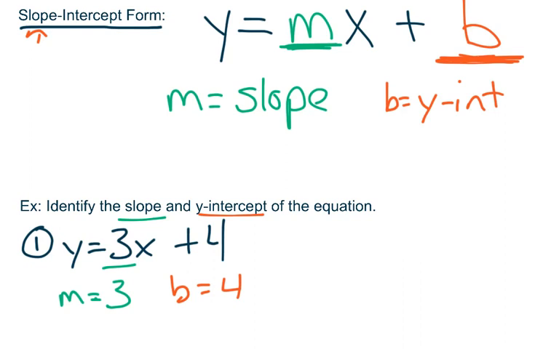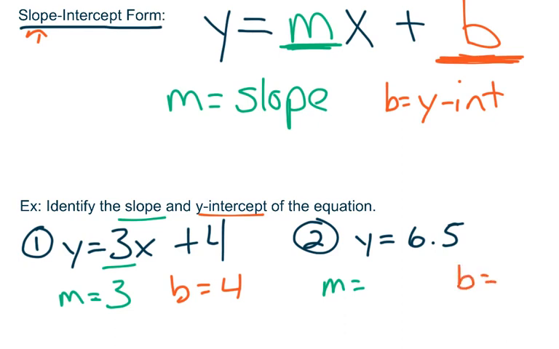Let's try another one here. Number 2, let's go with y equals 6.5. Just the number 6.5. Okay, we still need 2 answers. M equals, b equals. The slope, remember, it's the number in front of x, but there's a problem here.